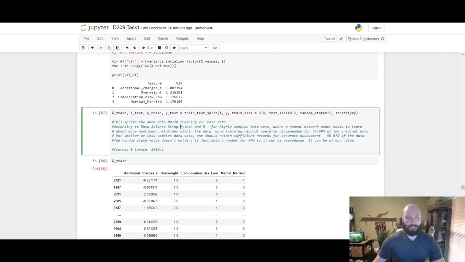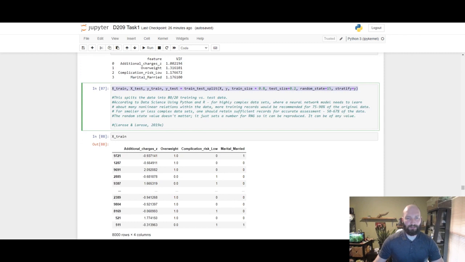And here we are splitting our data up into train and test. So X train, X test, Y train, Y test. It's splitting it into 80-20, train sizes versus test, and then our random state is just an RNG. So this doesn't matter. It can be anything you want. It's just that when you are trying to reproduce the model, you have to use the same random state for the RNG.